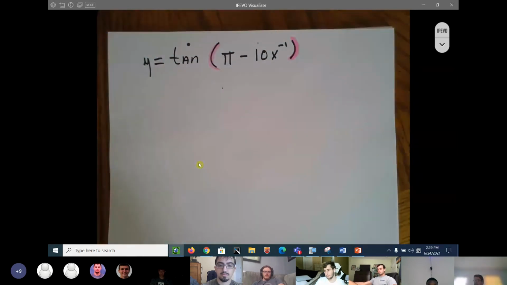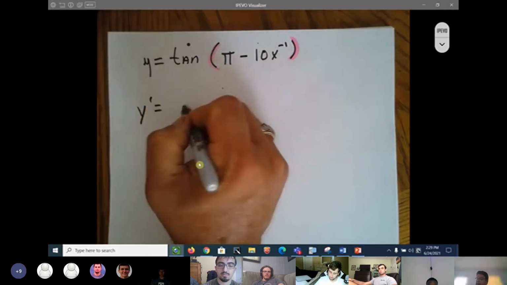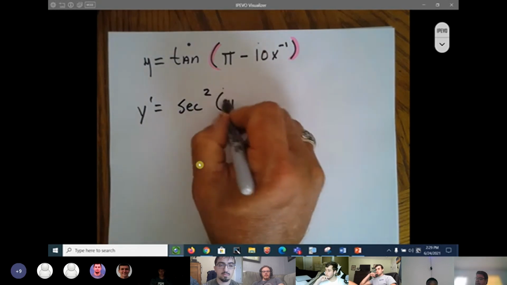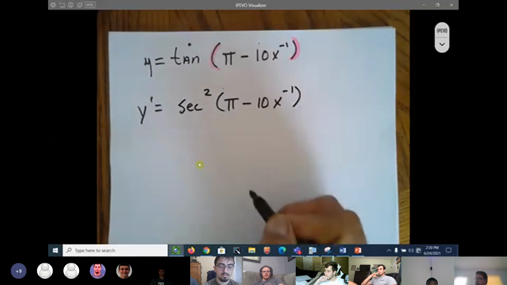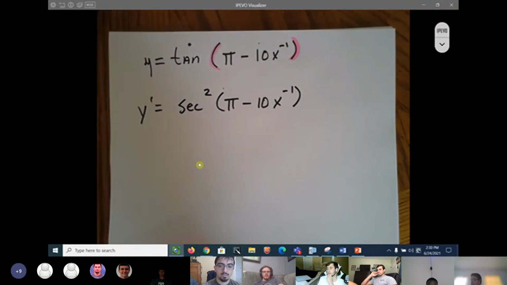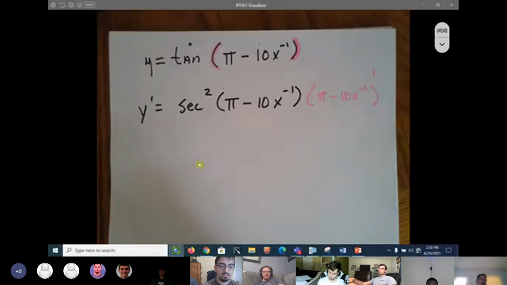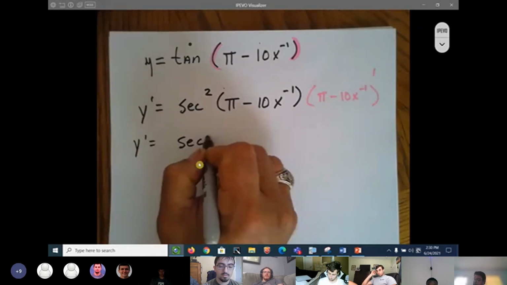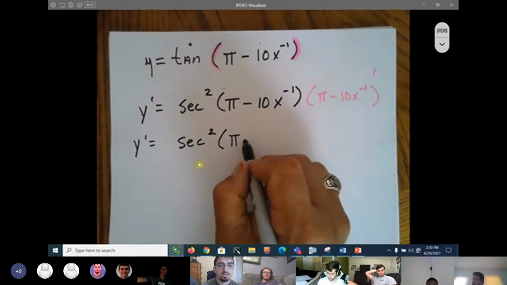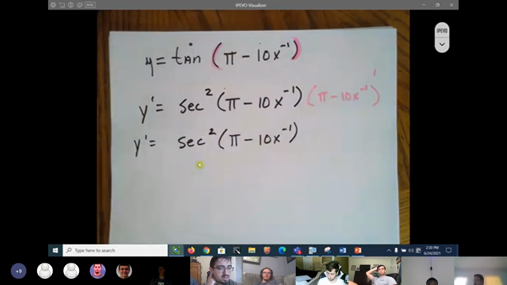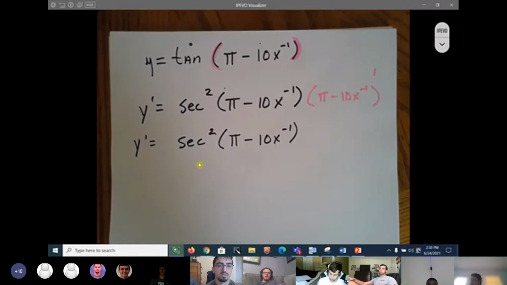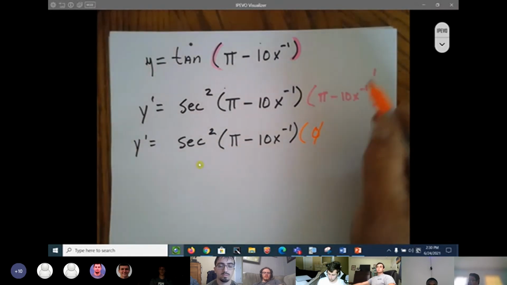So the derivative of the tangent is secant squared. So I'm going to put secant squared of pi minus 10x to the negative 1. And then I'm going to put my pink brackets here. And I'm going to take the derivative of pi minus 10x to the negative 1. And I'm going to get y prime is equal to secant squared of pi minus 10x to the negative 1. And this is going to be 0 because pi is a number. Negative 1 times negative 10 is positive 10. X to the negative 2.